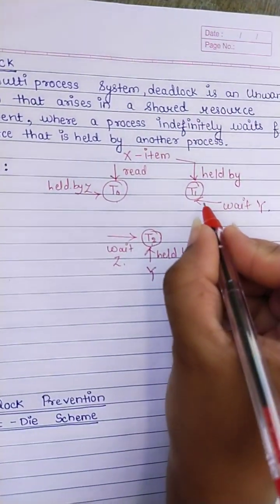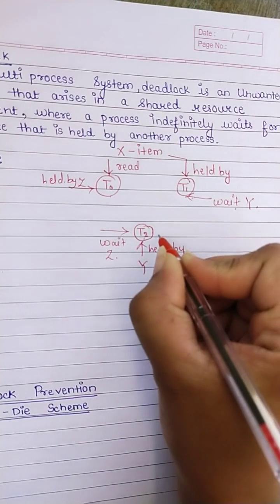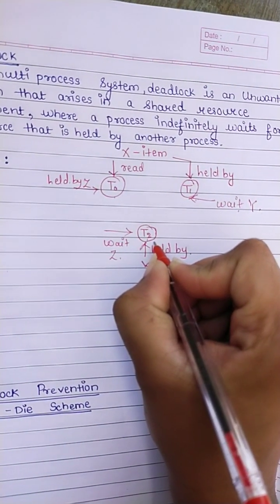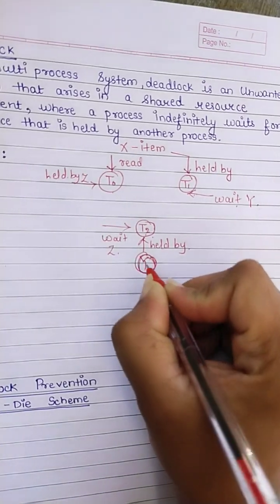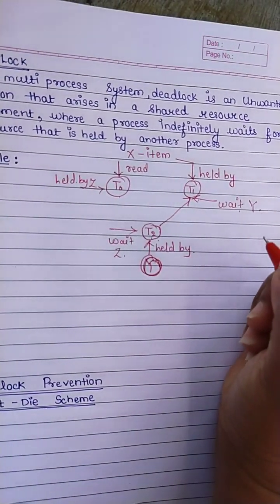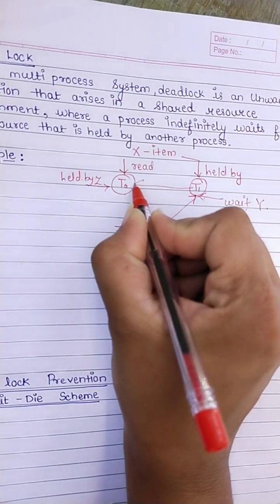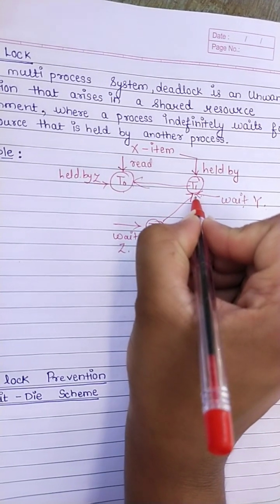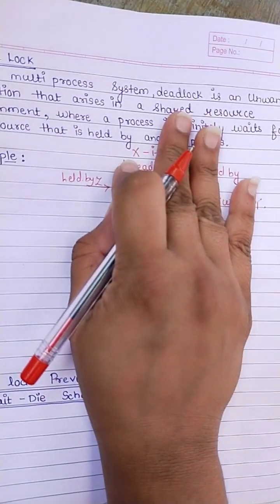Understood? T1 is waiting for Y, which means it is waiting for the T2 transaction to release the item held by T2. Now T0 is also waiting for X, which is held by the T1 transaction. This situation is called a deadlock situation.